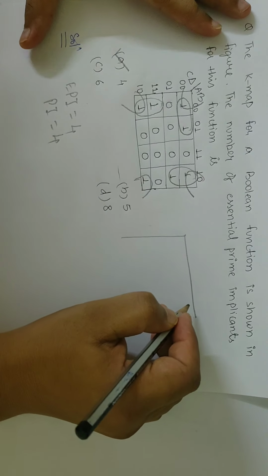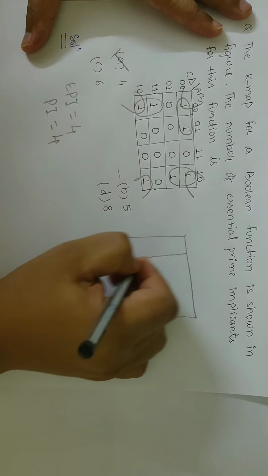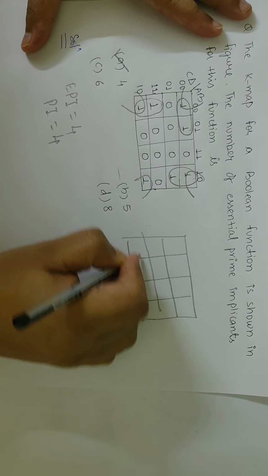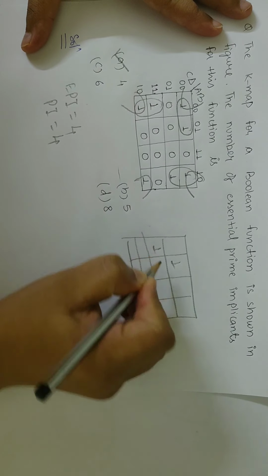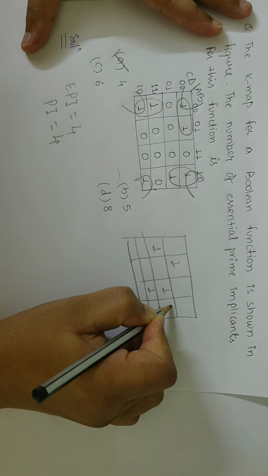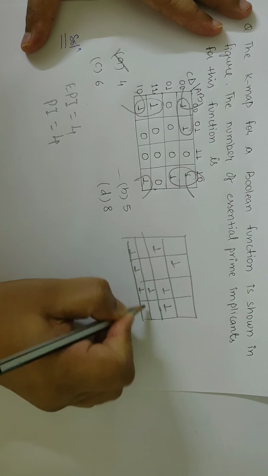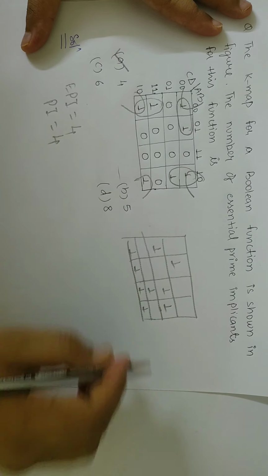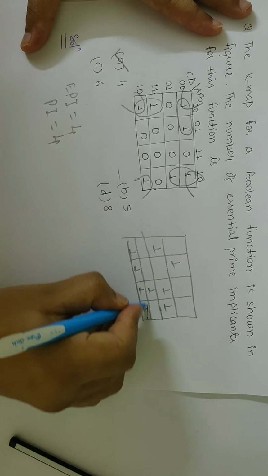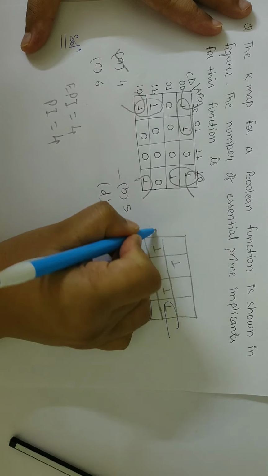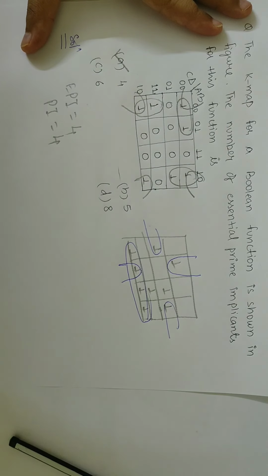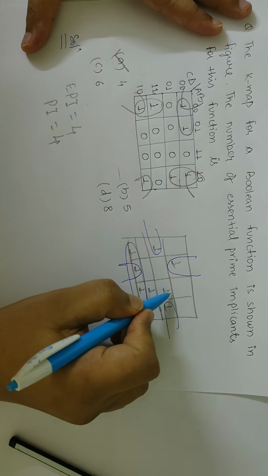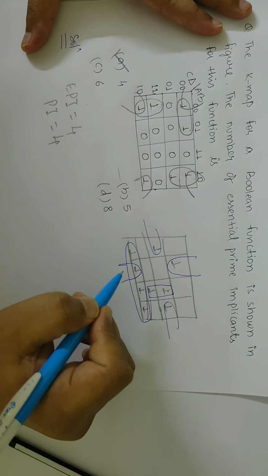Suppose I take this as an example. This is 4 cross 4, and I make here 1 1 1 1 1 and 1 1 1 1. First let's make the groupings. So this could be one grouping. Next, this can be a second grouping. This can be a third grouping. Now these two ones are remaining. So this will be our fourth grouping.